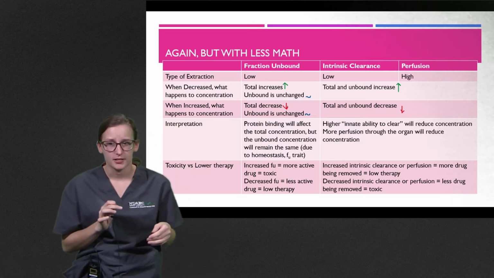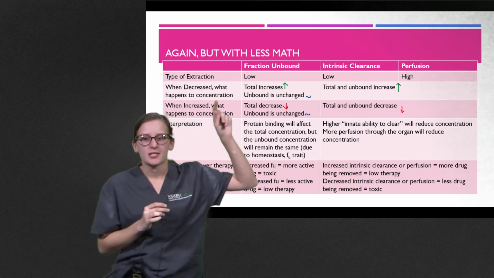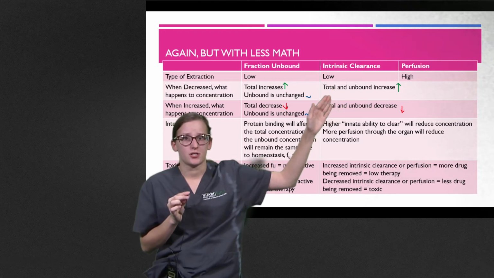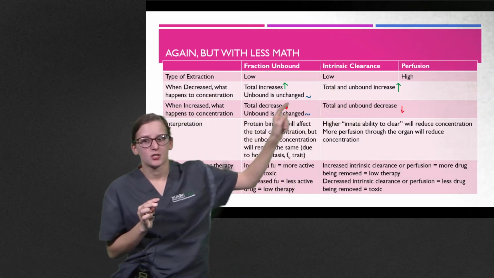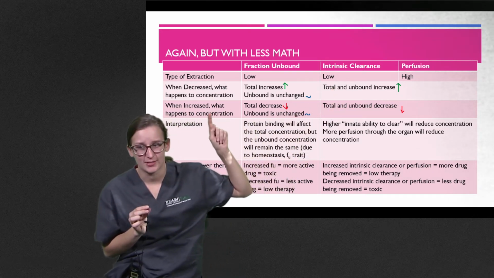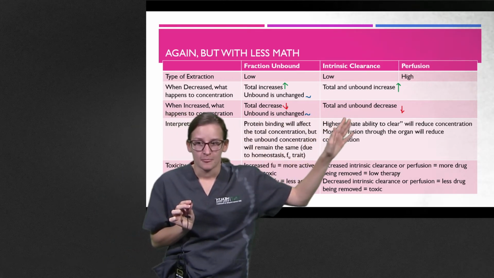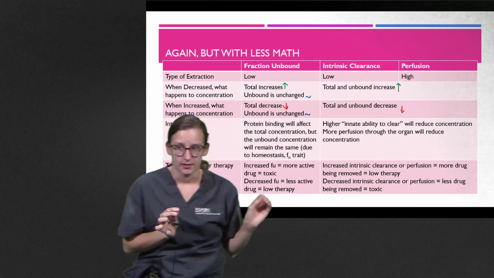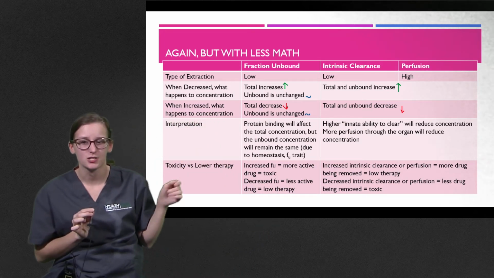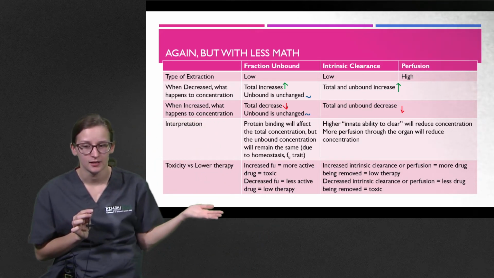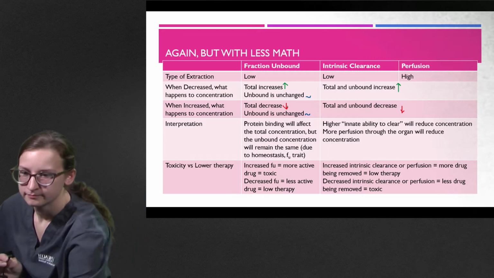Whereas with intrinsic clearance and perfusion, if you decrease them, you're going to increase your concentrations. If you increase those clearances, you're going to decrease concentrations here. And then here are the interpretations and how it relates to toxicity for your reference.